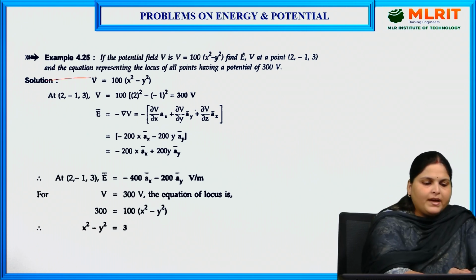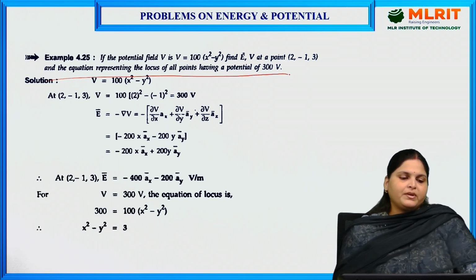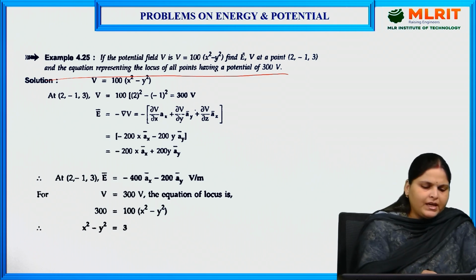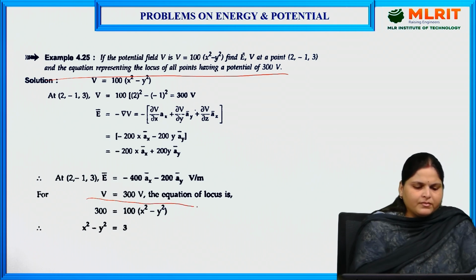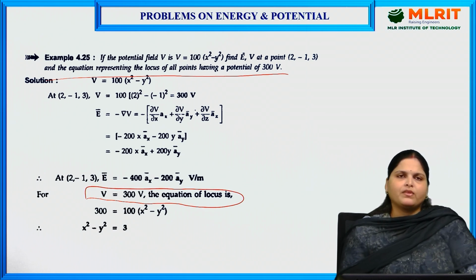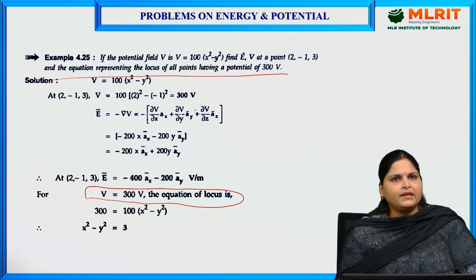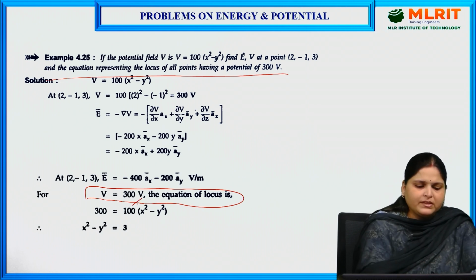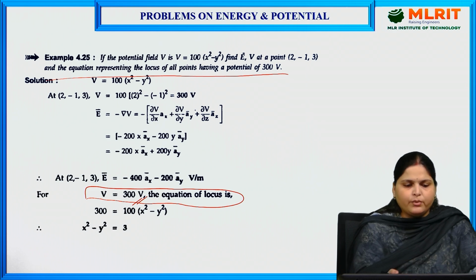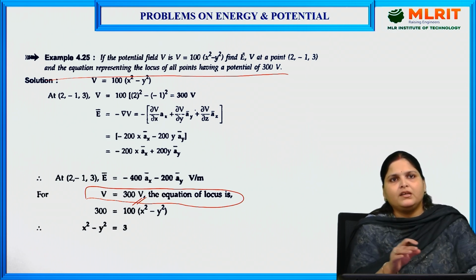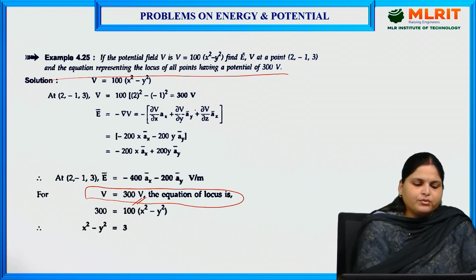There is one more line written in this question, that the equation representing the locus of all points having the potential of 300 volts. That means potential they have given, okay, for the equation of locus. So this equation is V is equals to 300 volts, right? Now what we have to do with that? By using this, we have to find out the equation which is representing that the potential is 300 volt. Okay, so V is equals to 300 volt is given.